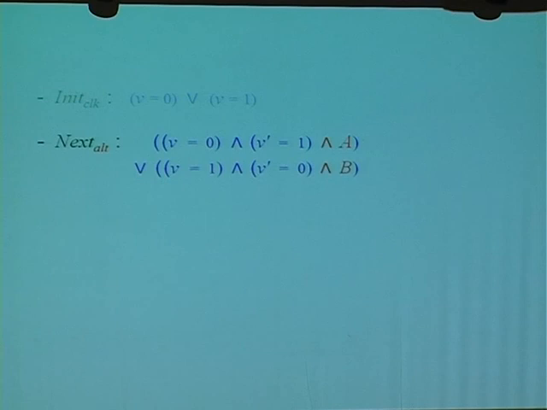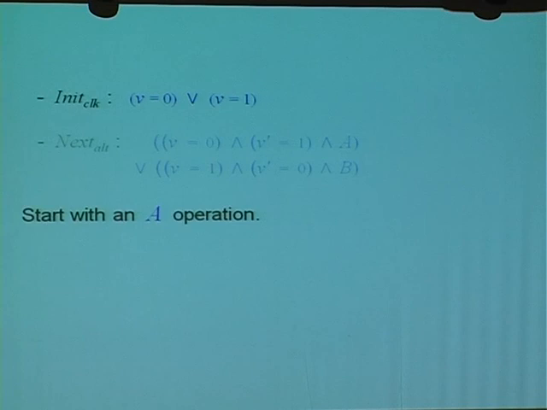So we said we want an A action to be taken when V changes, the clock changes from 0 to 1. So the next state relation of this is going to be this. When the clock changes from 0 to 1, it does an A action. Or the clock changes from 1 to 0, and it does a B action. So that's the next state relation of this computing device. And because I want to start with an A operation, I want it to start with V equals 0. So that's the initial predicate.